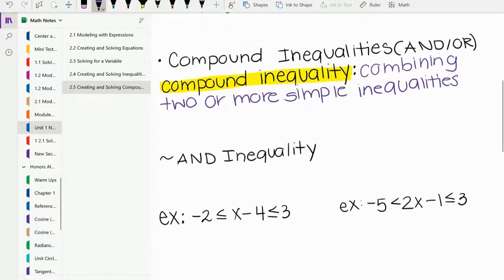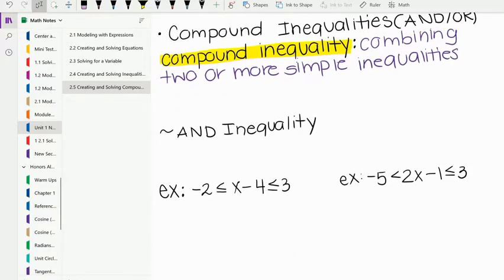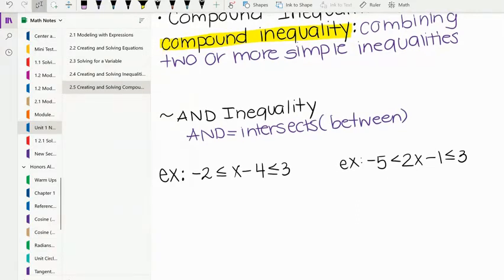Okay, so our first one is an and inequality. When we think of an and inequality, we are going to think about how that means intersects, or a lot of people like to just say it means between. And this will make a lot more sense once we get moving with this. So here we have two different compound inequalities. You'll see it's a compound inequality because it has two inequality signs.